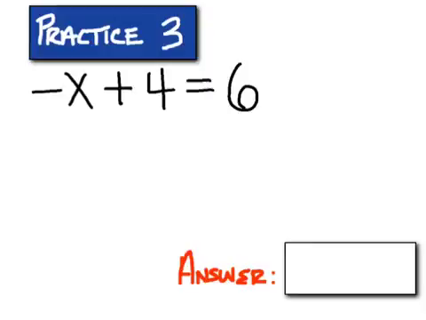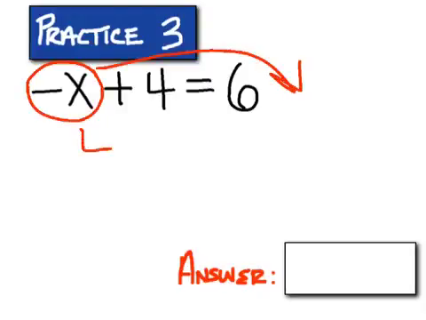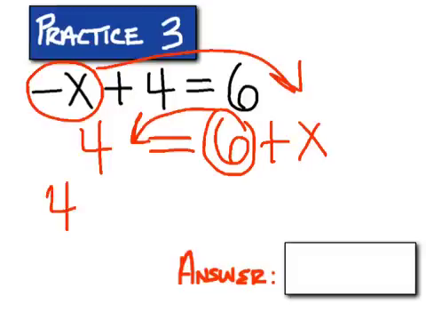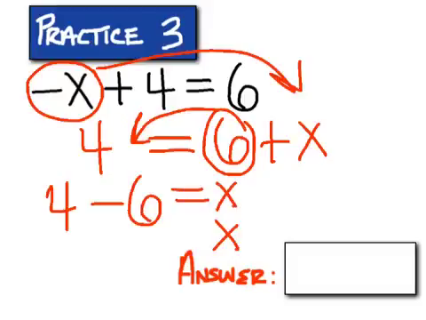Practice problem number 3. Okay, for practice problem number 3, we have negative x plus 4 is equal to 6. So we want to take our negative x and make it positive. So take that to the right side. So on the left side we just have 4. On the right side we have 6, and now we have a positive x. Okay, so we want to take our 6 to the other side. So we have 4. When we take the 6 to the other side, that'll make it minus 6 is equal to x. So x is going to be equal to negative 2. So your answer should be negative 2.